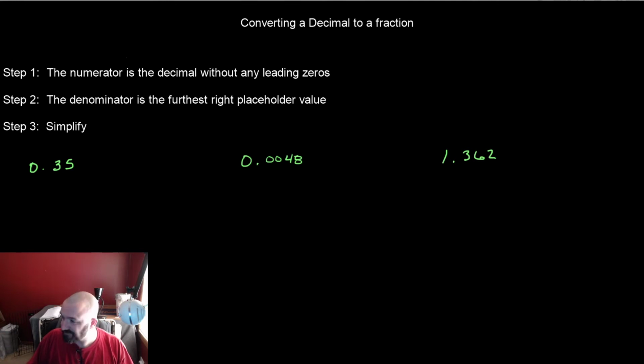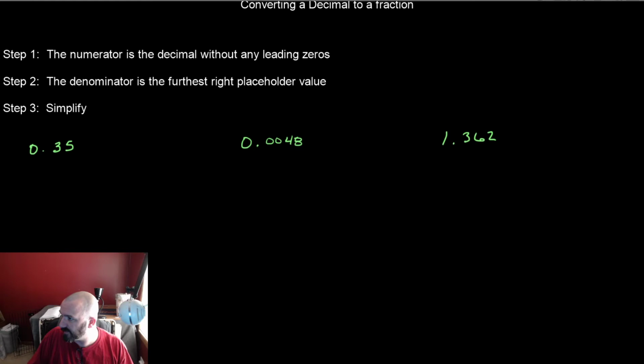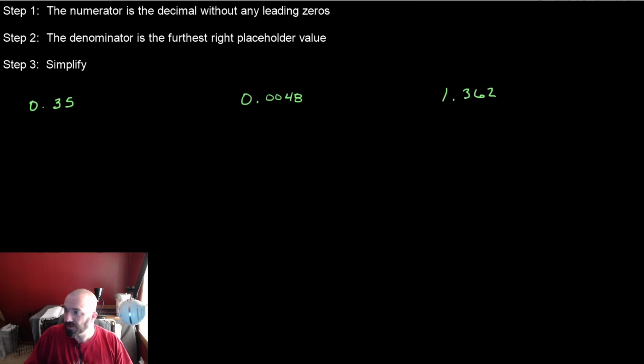All right, here we go. See if we can make this work here. I'm going to pull this down just slightly to give everybody a little more room. Starting with 0.35. Step 1, the numerator is the decimal without any leading zeros. So we're just going to simply take 35, and that's our numerator.